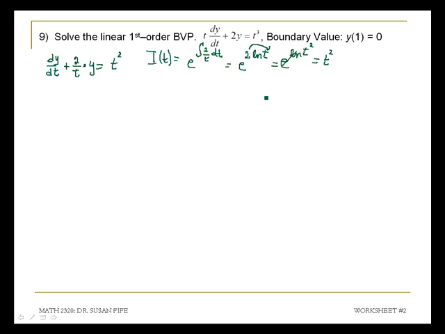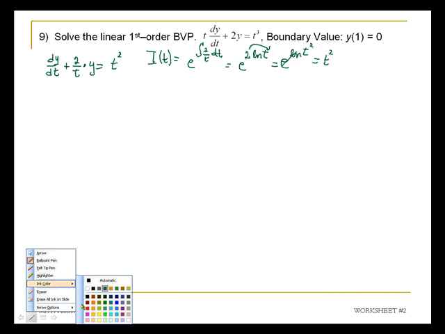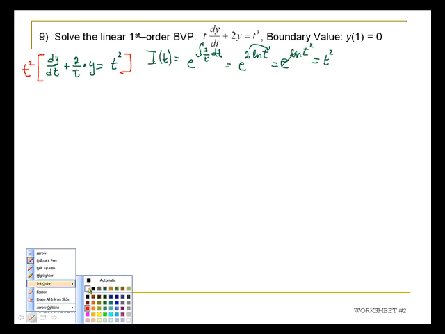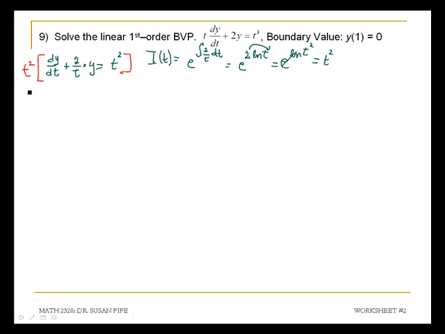T squared is the integrating factor, and you want to go back to your linear ODE and multiply every term by that integrating factor. Multiply through by t squared. When I multiply by t squared, it's going to give me t squared times dy dt plus, see here, one of the t's will cancel. It'll still leave me with another t. 2t times y equals t squared times t squared gives me t to the 4th.